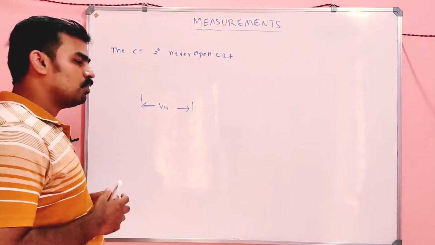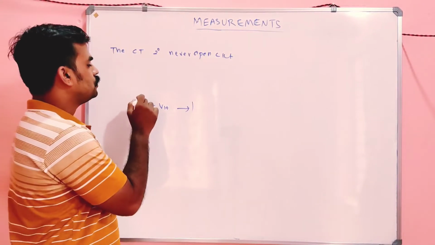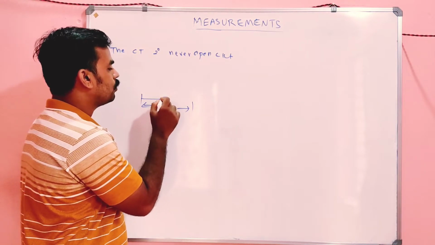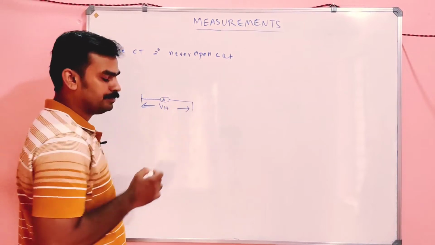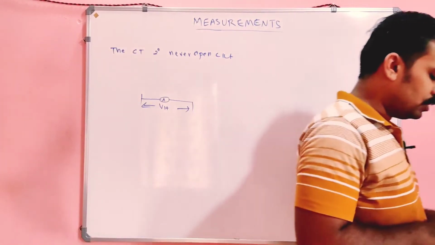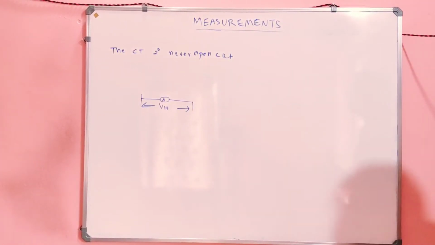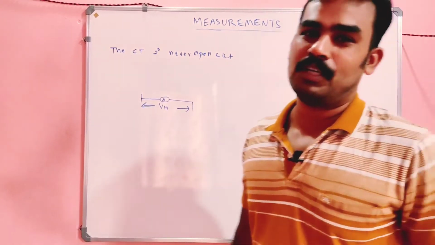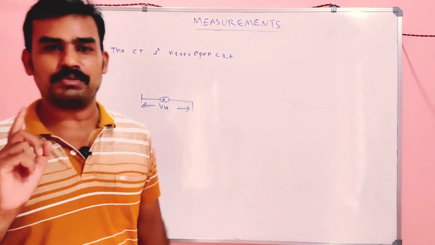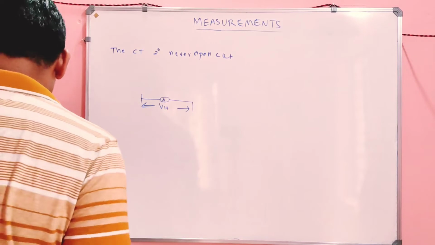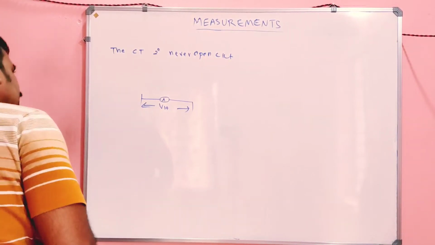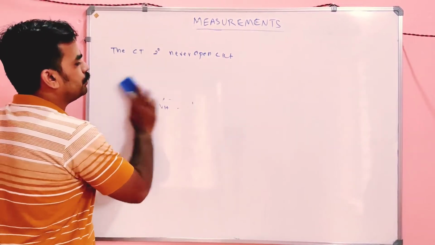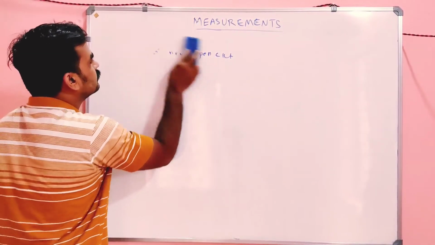So what normally we have to do, we have to short circuit it with a very low resistance. That low resistance is nothing but our ammeter itself. So the secondary of the current transformer is always short circuited. It should never be open circuited and operated. It is very risky. Okay, so that point you also have to add.